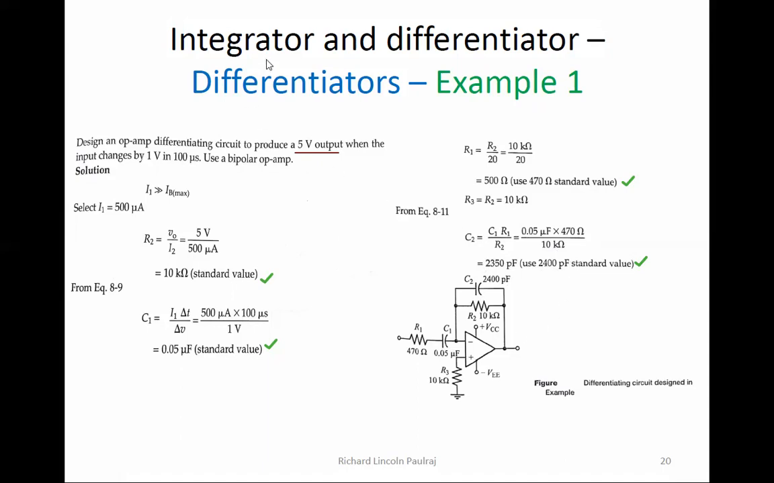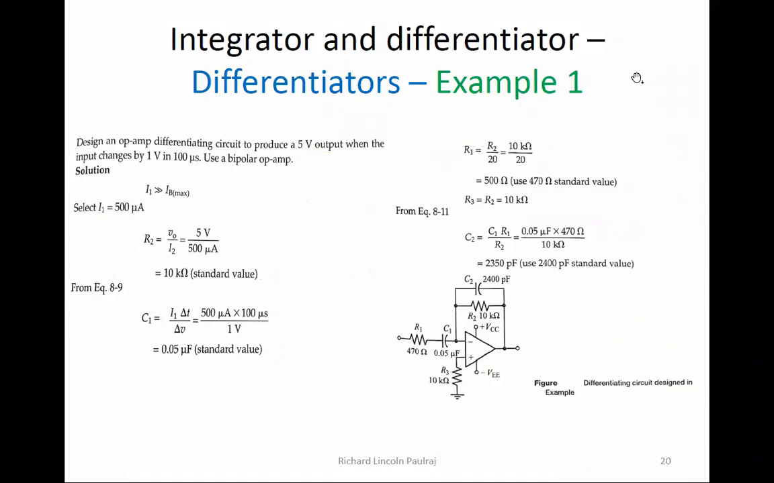The most important thing you've got to remember is this one. Usually R1 is equal to R2 by 20 and R3 is equal to R2. By default, we have always been using this, and because of which we are going to get this 500 micro.